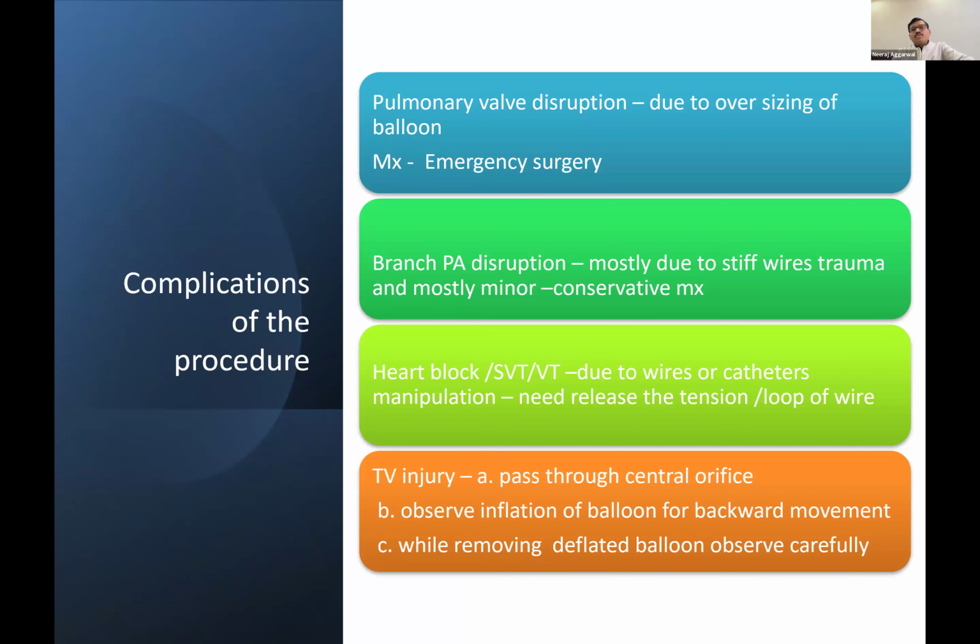Pulmonary wall disruption due to oversizing of balloon. The management is only in surgery. Pulmonary wall disruption means surgery. Branch PA disruption is not common. They are stiff branches. They are not common.